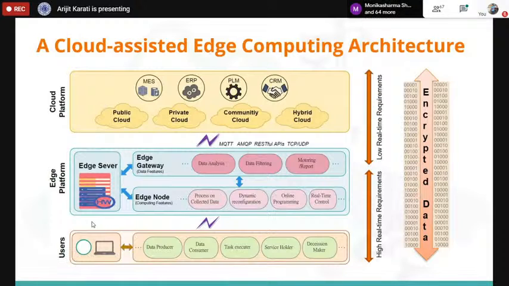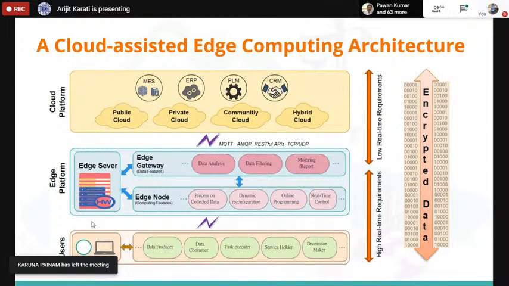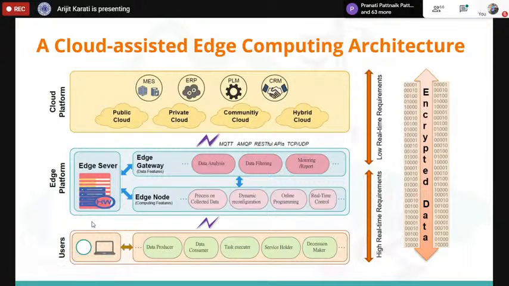But when you make a request or want to get some information from the cloud, the data speed gets low. We have to wait for a longer time. Next is the intermediate layer, which is called the edge platform. The intermediate layer is the edge layer where the server typically monitors.